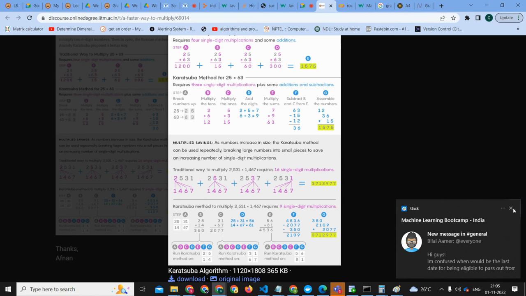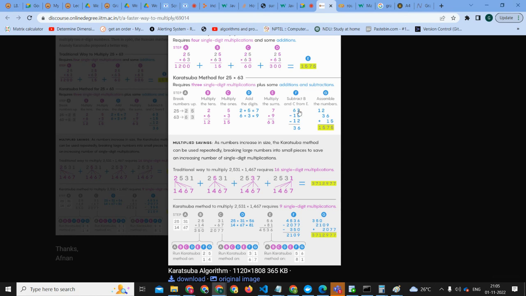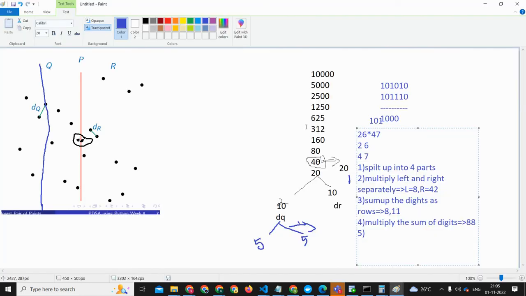Okay, there is one intermediate step we forgot, we are missing out on this. The product that we got, that 88 in our case, we'll subtract the other two, left and right multiplications that we got, so as to get the actual middle that should be there. So subtract left and right from the product of the sum of the digits. So 88 minus left, which is 8, and then we have this 42. So what do we get here? 38. Yeah, 38.